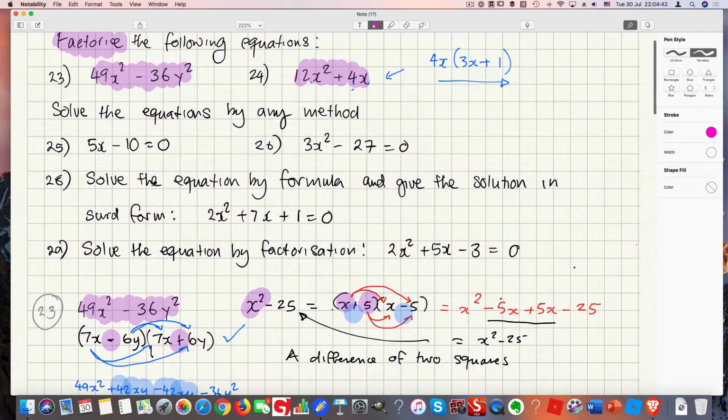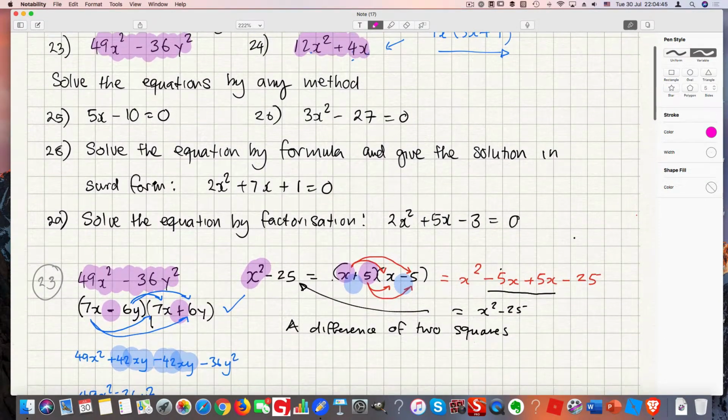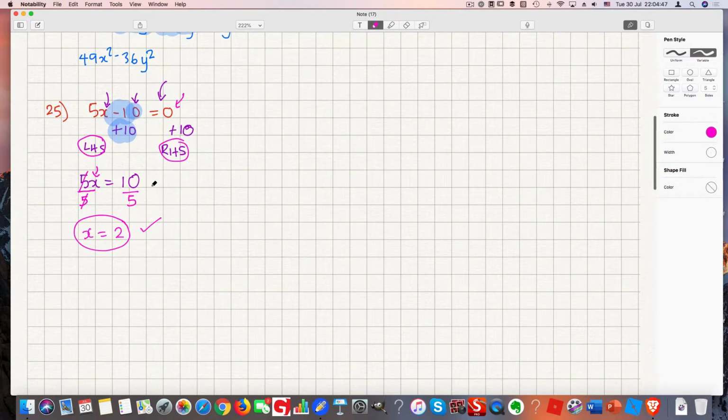Number 26, 3x squared minus 27 equals 0. So I think 26 can be done over here. 26, 3x squared minus 27 equals 0. So again, we can add 27, just like for number 25, just because we want to get rid of this 27 and be left with 3x squared equals 27.